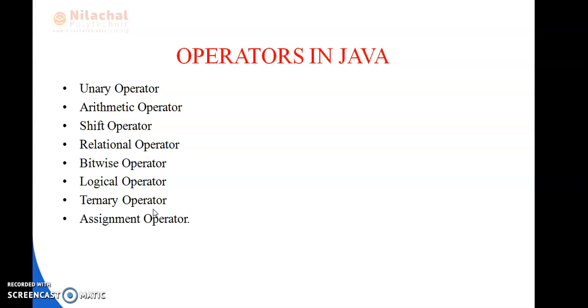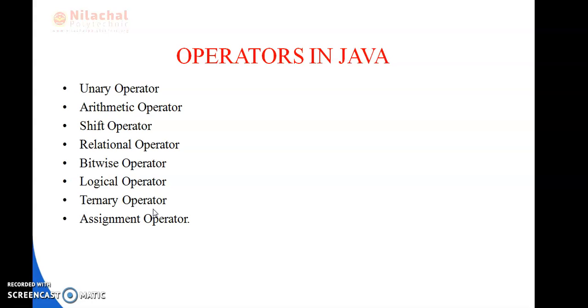First you have to know what an operator is. An operator in Java is a symbol which is used to perform different types of operations like plus, minus, multiply, division, etc. As you can see on the screen, there are different types of operators.